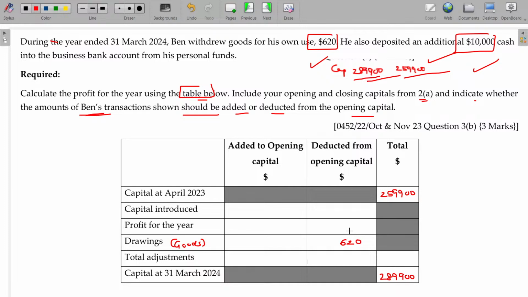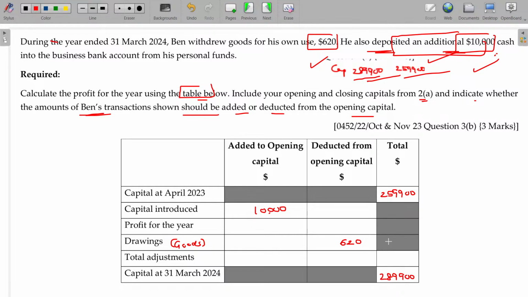And he also deposited an additional 10,000 cash. I thought it's a drawings. No, it's an additional deposit, meaning additional capital. So capital introduced 10,000. Clear? Capital introduced 10,000.